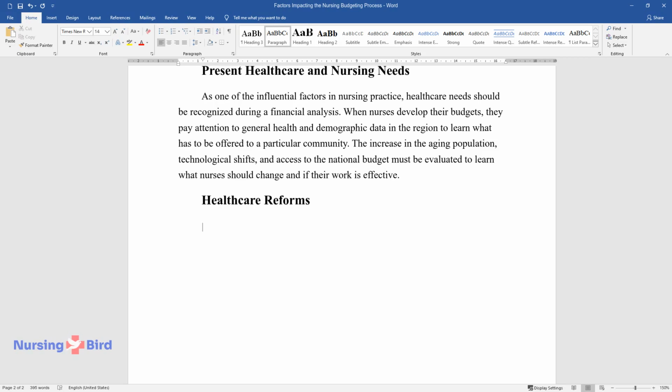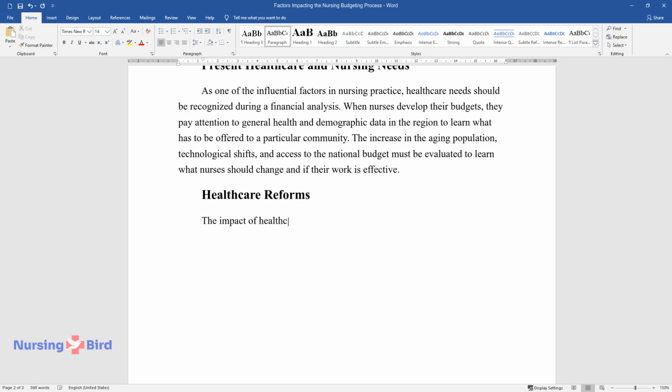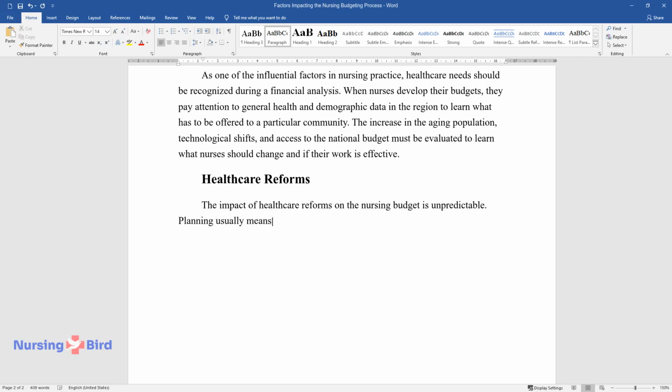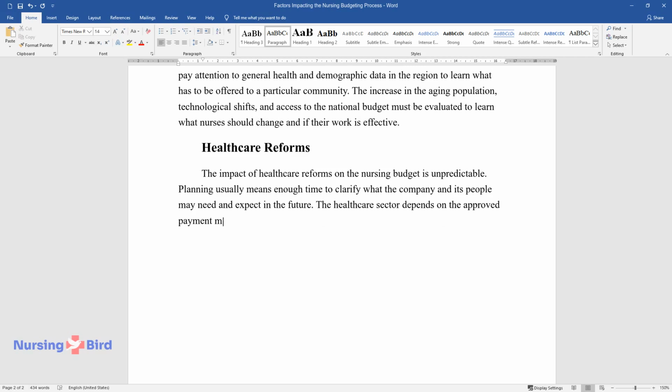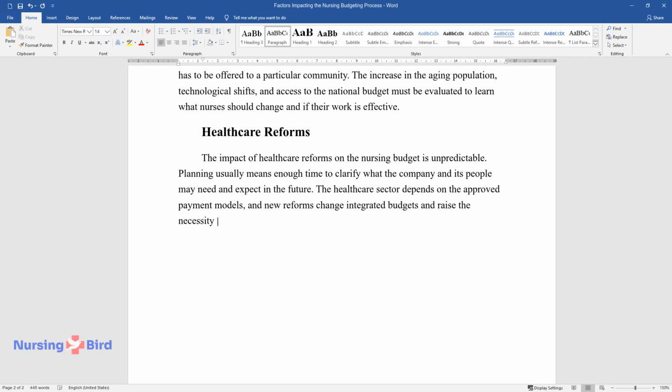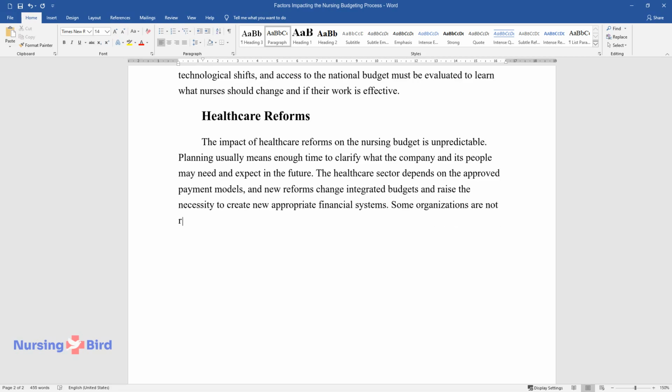Healthcare reforms. The impact of healthcare reforms on the nursing budget is unpredictable. Planning usually means enough time to clarify what the company and its people may need and expect in the future. The healthcare sector depends on the approved payment models, and new reforms change integrated budgets and raise the necessity to create new appropriate financial systems. Some organizations are not ready for such spending, and budget cuts are possible.